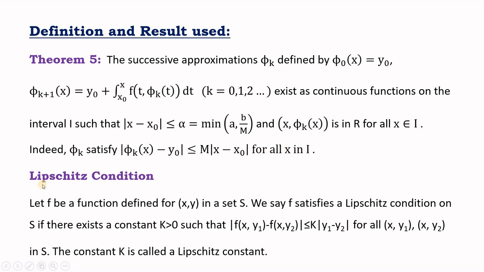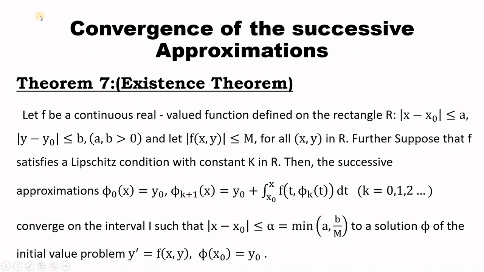And the definition of the Lipschitz condition: let f be a function defined for (x, y) in a set S. We say f satisfies a Lipschitz condition on S if there exists a constant K > 0 such that |f(x, y_1) − f(x, y_2)| ≤ K|y_1 − y_2| for all (x, y_1), (x, y_2) in S. The constant K is called a Lipschitz constant.